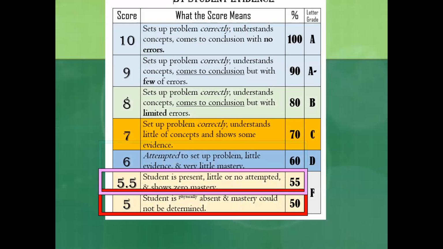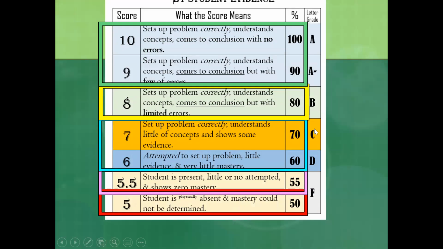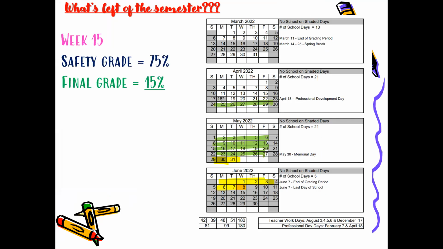Just a quick little review. These are your grade points and how it's going to be assigned. So take a moment and just review the different scores and what they mean. So this is week 15. It's the last week, week 15 Friday. And so your safety grade is 75%. If you take a look at it, this is the last week of week 15. You guys have the remaining weeks in green, and then your final starts right there in yellow.